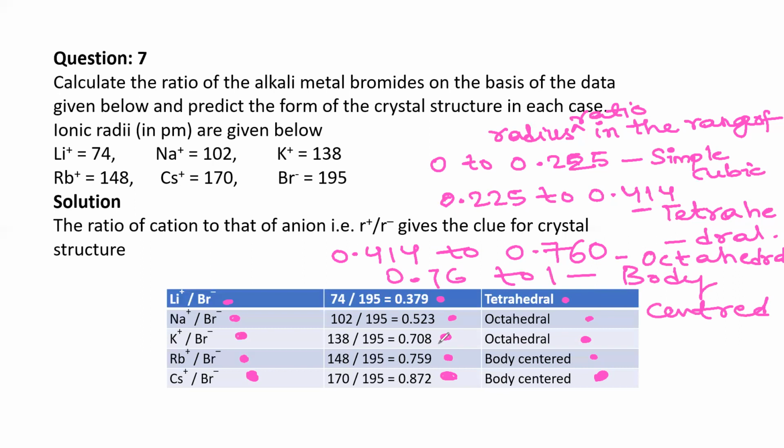Since 0.759 has come, it should be 0.75 only. Here it is only 0.75. So since 0.75 has come, it is body centered, as 0.75 to 1 is body centered. Approximate values have been given. So by seeing the radius ratio, we can find the structure of the crystal, not shape, structure of the crystal. So this is clear for you. Based on radius ratio, we can find the structure of the crystal. This model is most important. That's why I have given it here. Next.